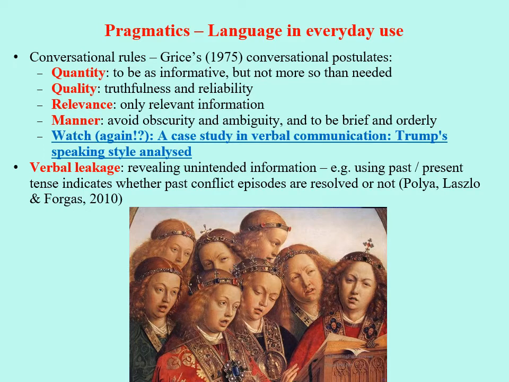Quantity is the first postulate, the requirement to be as informative as necessary, but not more so than needed. Quality refers to the need to be truthful and reliable in what you communicate. Relevance refers to the fact that your communication has to be relevant and not digress to irrelevant contents. And manner is the requirement that in your communication you should avoid obscurity and ambiguity and to be brief and orderly. You can look again at the video about Trump's communication, which illustrates how Trump regularly violates these conversational postulates.